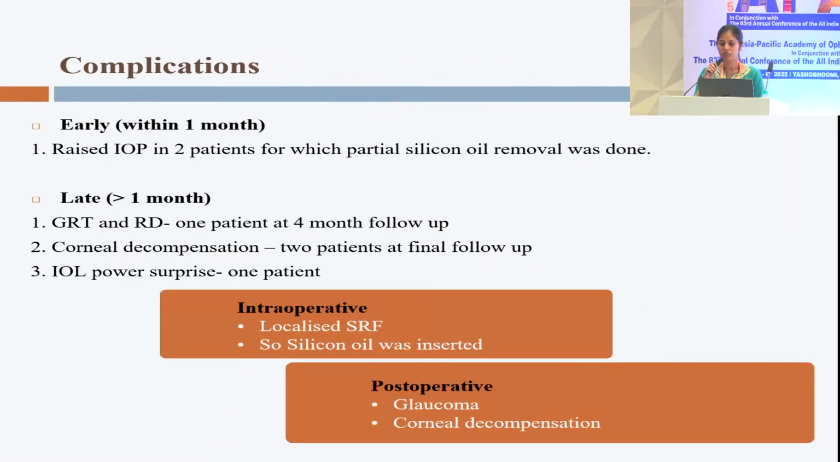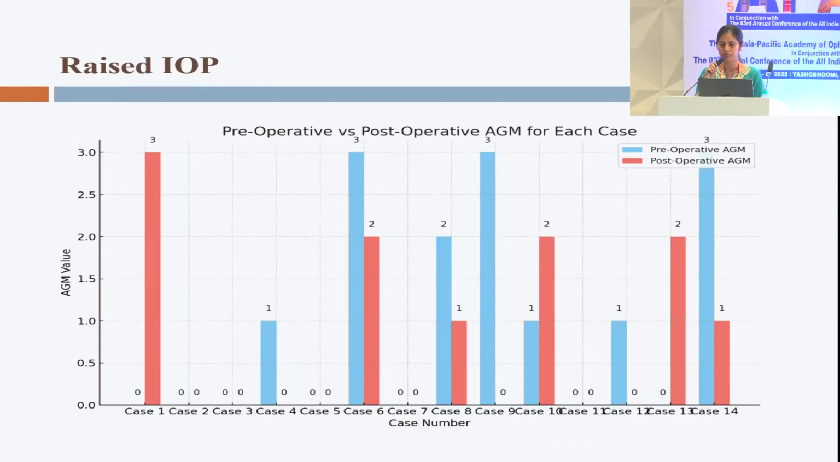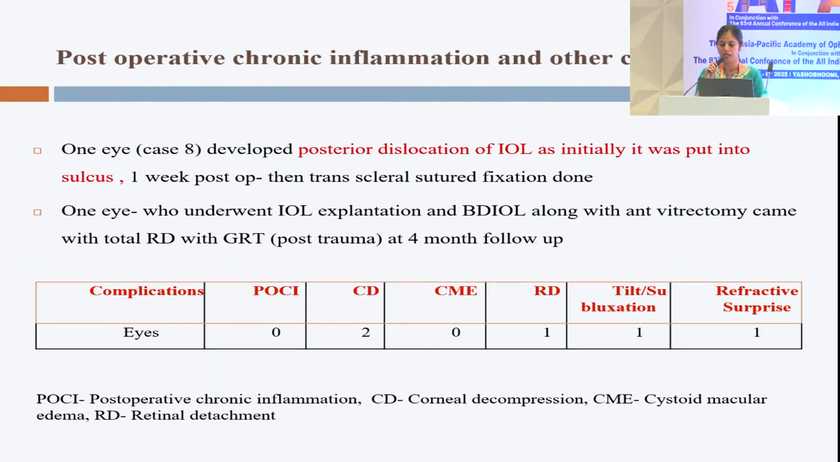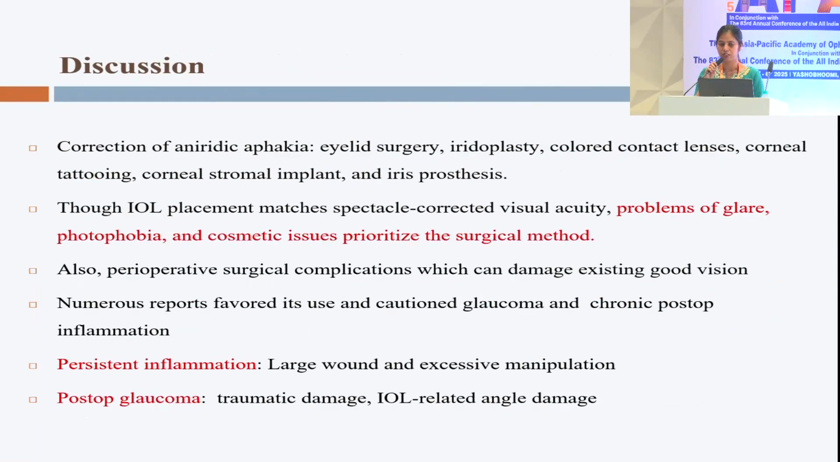Early complications were raised IOP in 2 patients, which was well managed medically, and partial silicone oil removal was done. Late complications were GRT and RD in 1 patient, corneal decompensation in 2, and IOL subluxation in 1. Out of the 14 eyes, 6 had raised IOP, but all were well managed medically. None of the patients needed glaucoma surgery or a destructive procedure to control the IOP. None had chronic postoperative inflammation, CME or endophthalmitis.